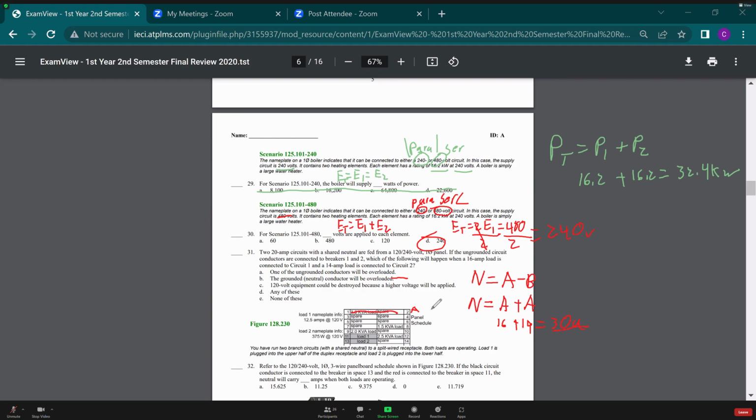I do wish they would tell you what wires ran to it, but because they're specifying that they're 20 amp circuits, we are to assume that they are appropriately sized for that. So B, the grounded or neutral conductor will be overloaded. That's just because it sees 30 amps. It's a lot of amps. Clearing off these drawings, moving down to 32.